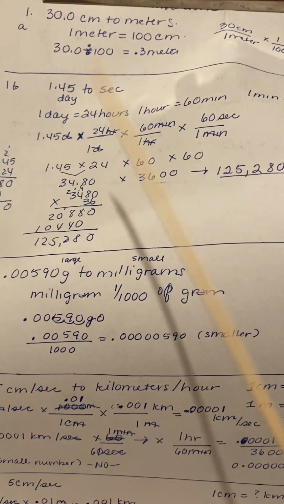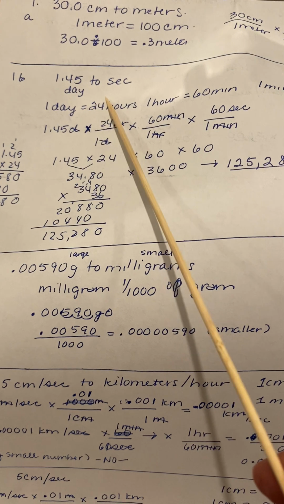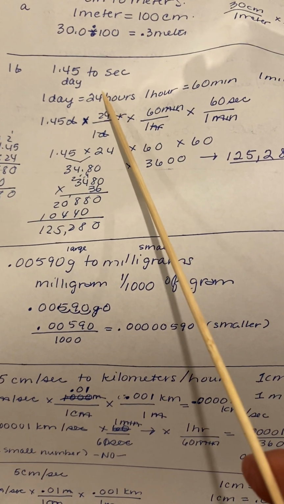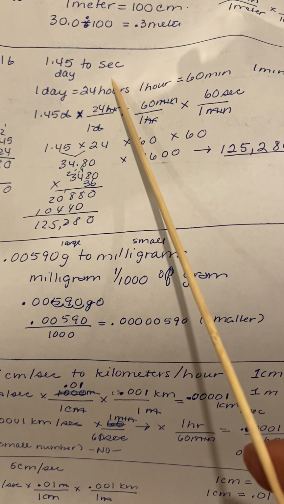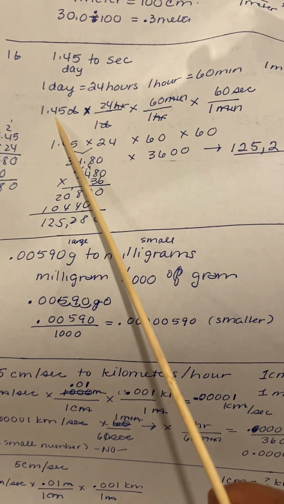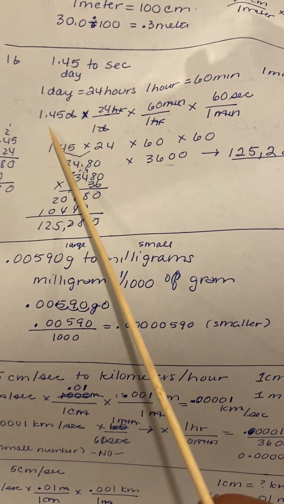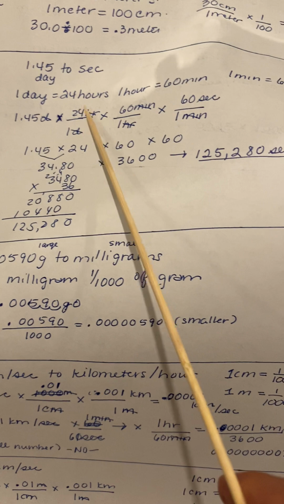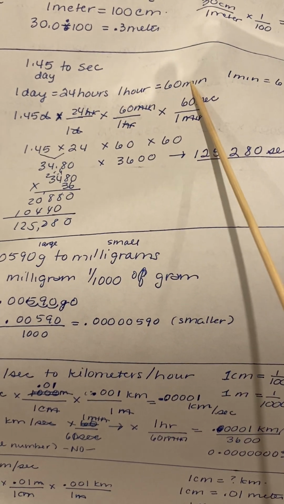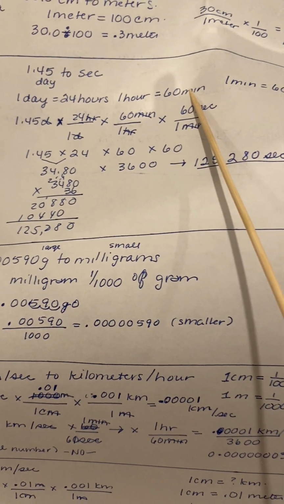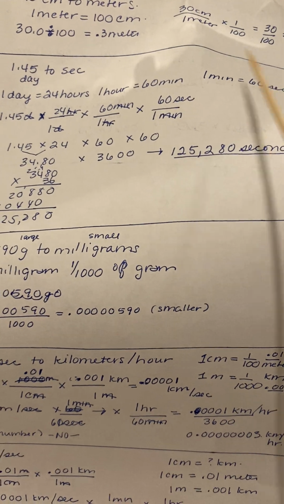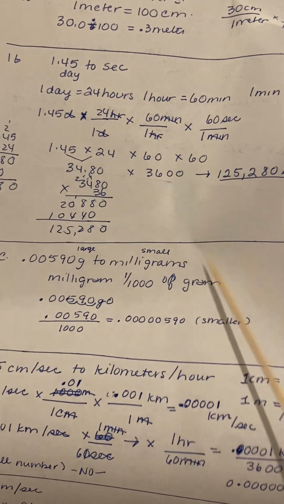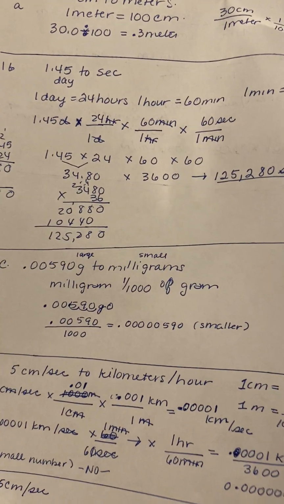Okay, here's another one. 1.45 days to seconds. So here we did our dimensional analysis. We have 1 day equals 24 hours, 1 hour equals 60 minutes, okay? And then 1 minute equals 60 seconds. So we have 3 different things to go through. So let's go through these.